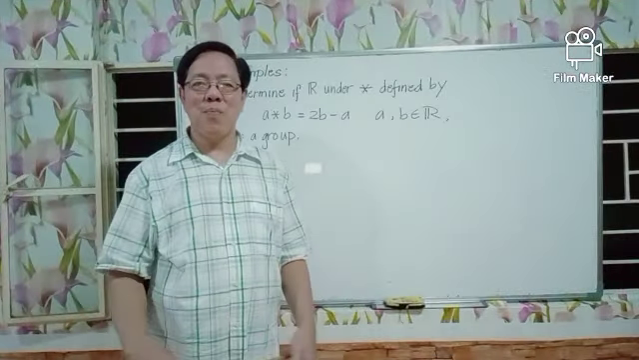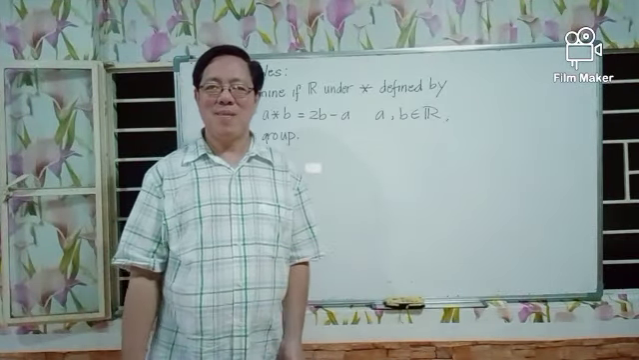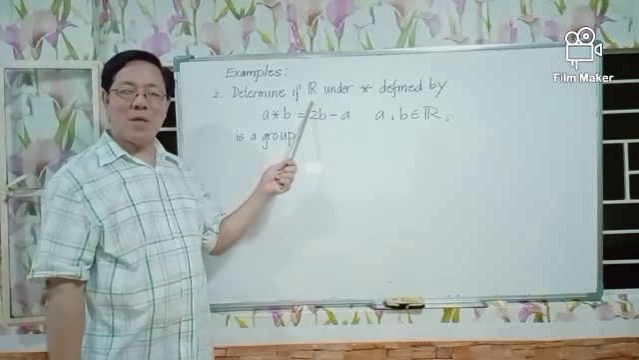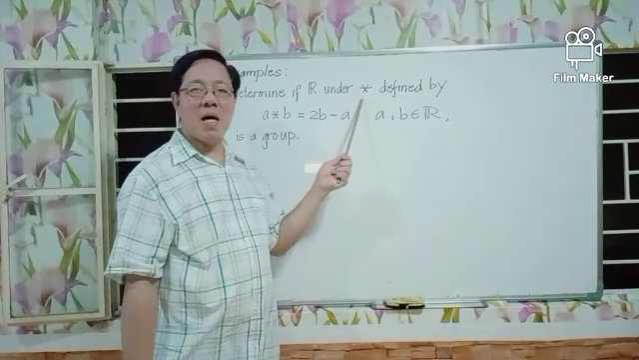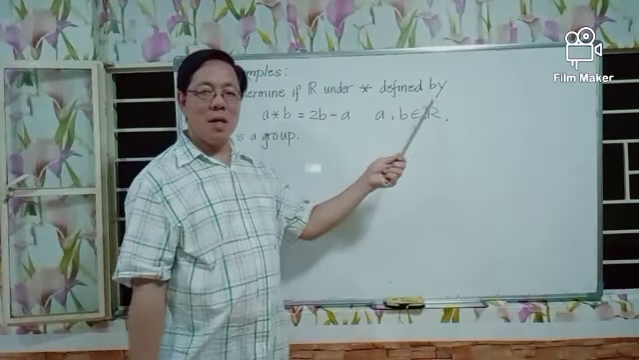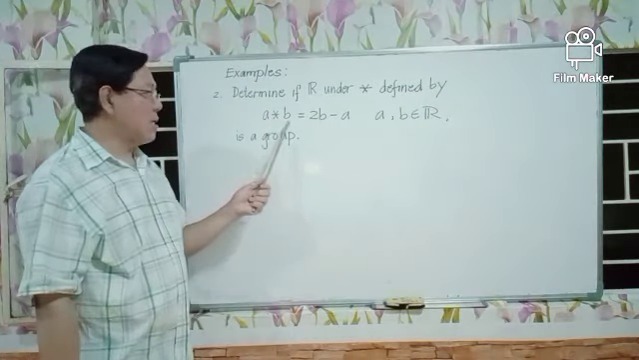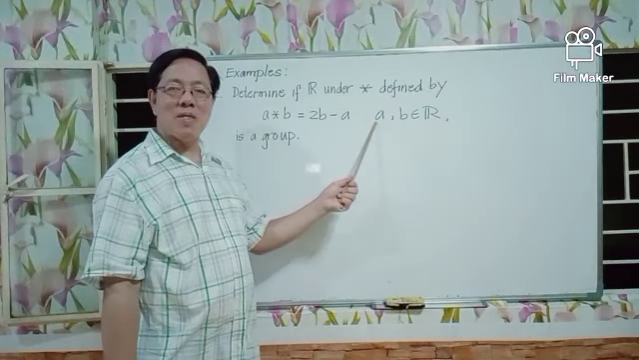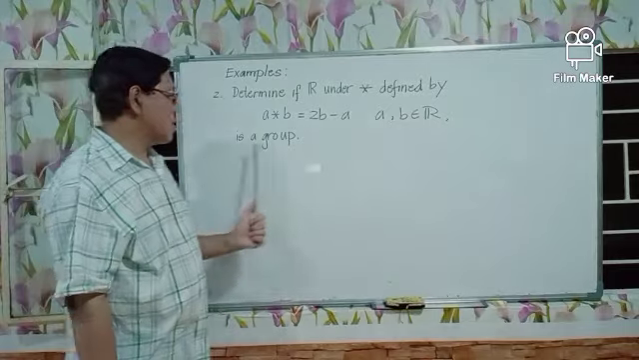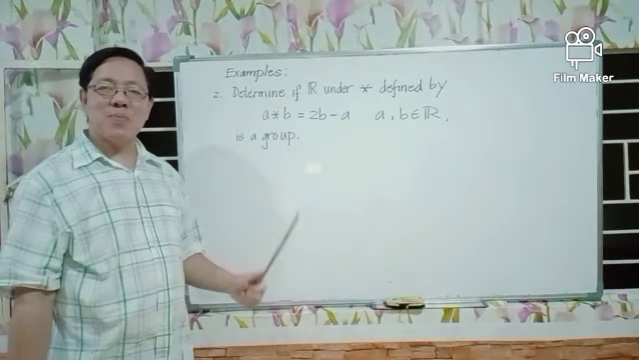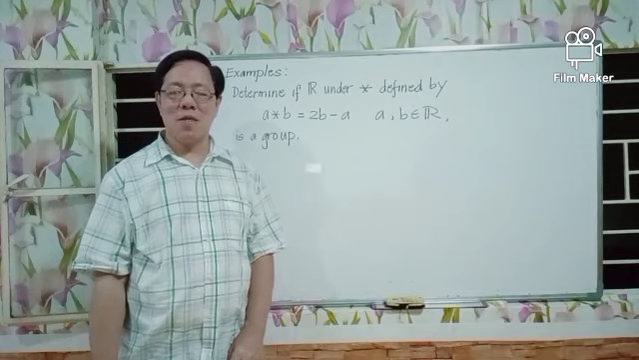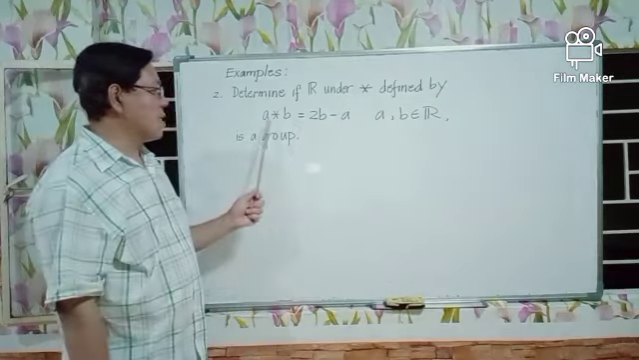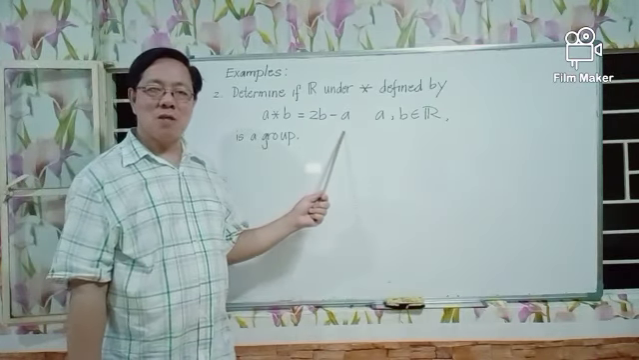For our next example, consider the following problem. Determine if R, the set of real numbers, under the binary operation star defined by a star b equals 2b minus a for any real numbers a, b, elements of R, is a group. In this problem, the non-empty set is the set of real numbers R, and the binary operation star is defined by this formula or equation.